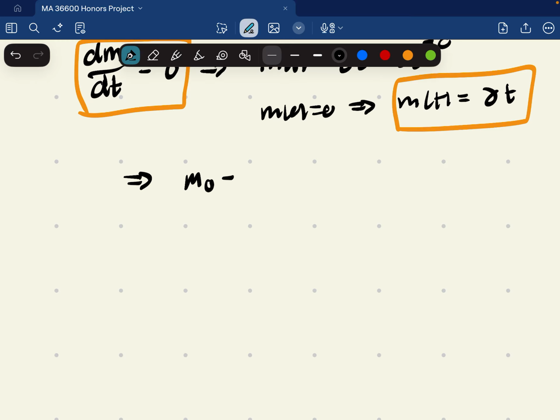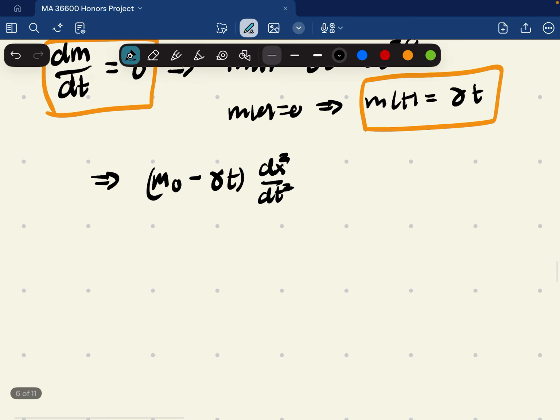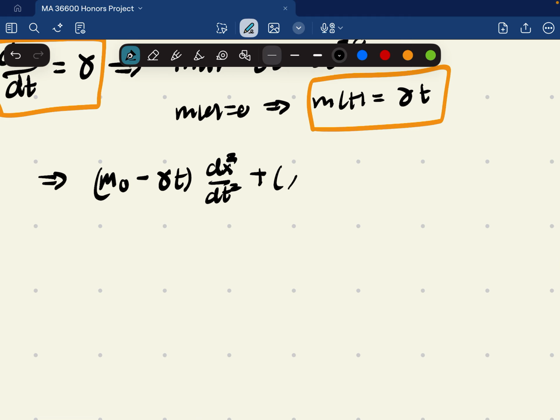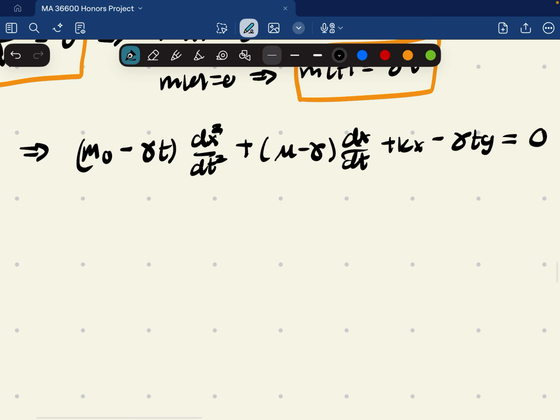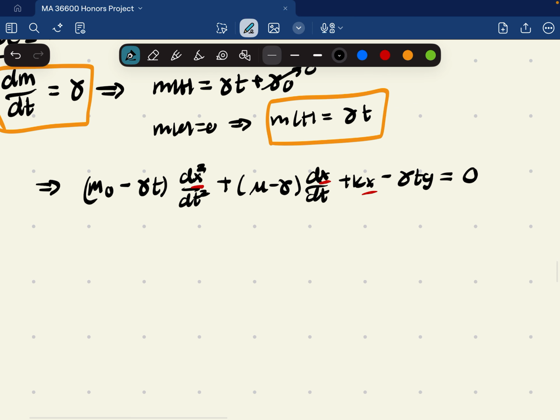I'm going to write it like this. So I have m naught minus gamma t, so we take that in, times the second derivative of x with respect to time, plus mu minus gamma times dx dt, plus kx minus gamma t g equals 0. Okay, so we want to solve for x. So x is here basically in all these. There's x, and then there's the first derivative of x and the second derivative of x.